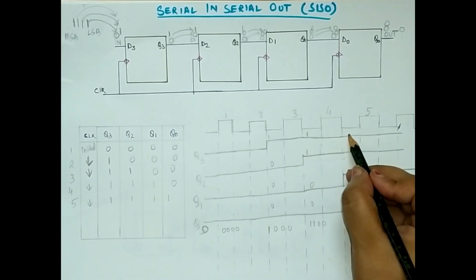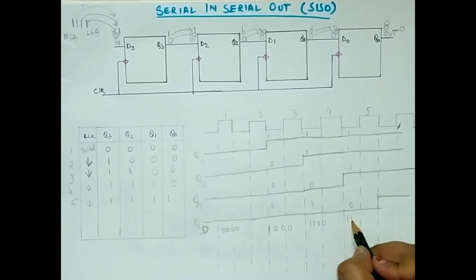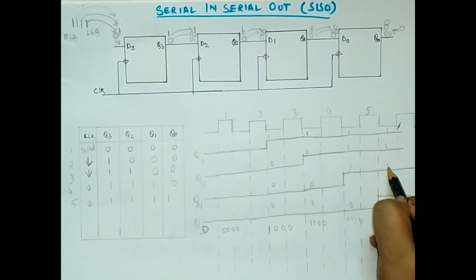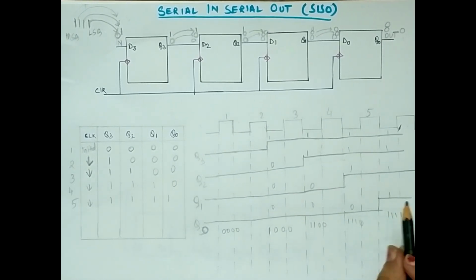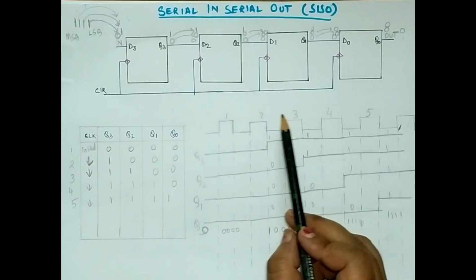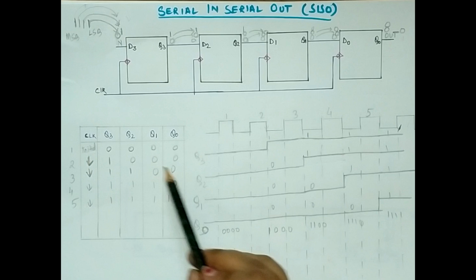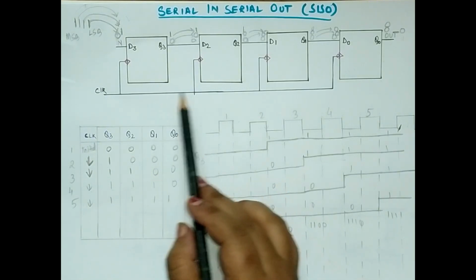Again see here it is 1, 1, 1, 0. So it will be 1, 1, 1, 0. And again here it is 1, 1, 1, 1. So it will be 1, 1, 1, 1. So in this way, in 5 clock pulses, means basically in the 4 clock pulses, because first one was the initial condition. So in the 4 clock pulses we have stored the 4 bits.